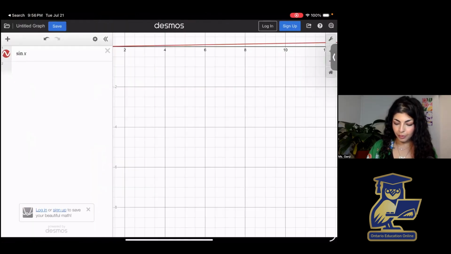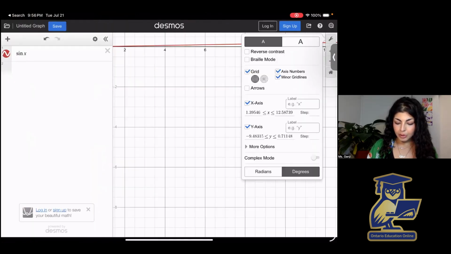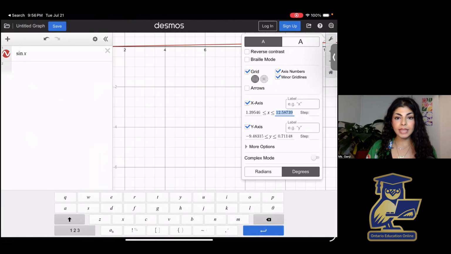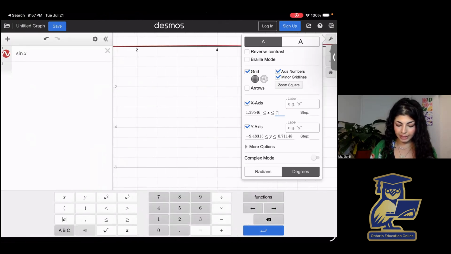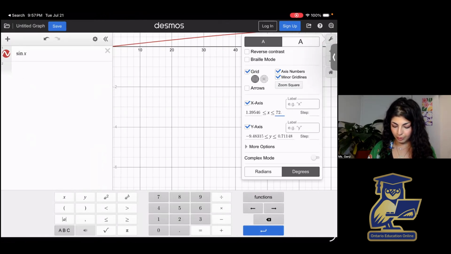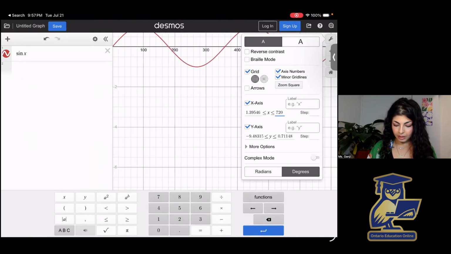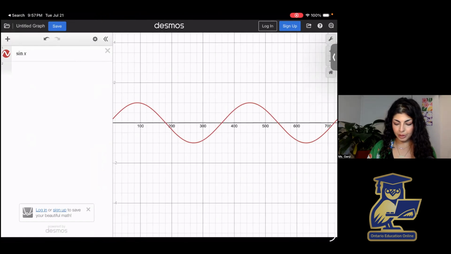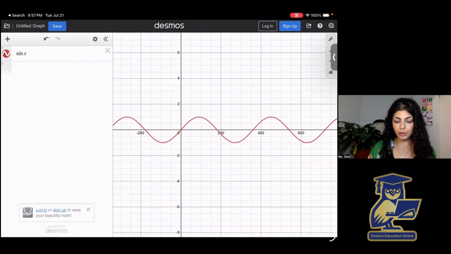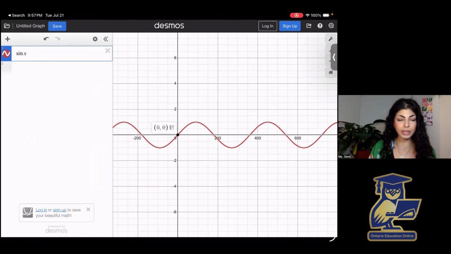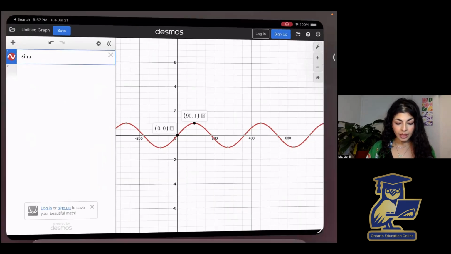Let me show you on here. If my x is set to show until 13, I don't really see any values there. But if I expand to greater values, say I put 720, you can now see these correspond to the degrees, which is also what we expect. Sine of 0 is equal to 0, sine of 90 degrees is equal to 1.